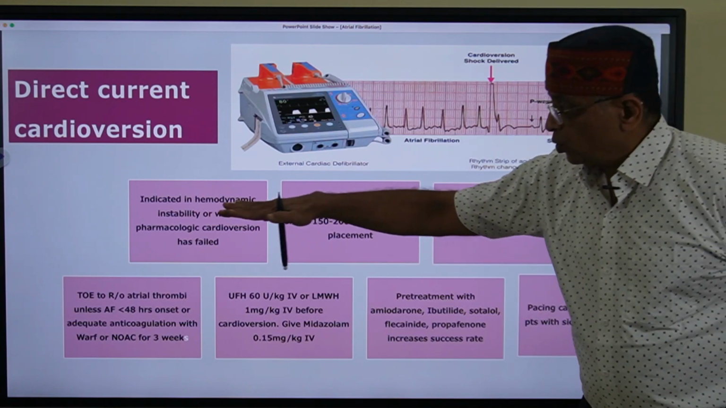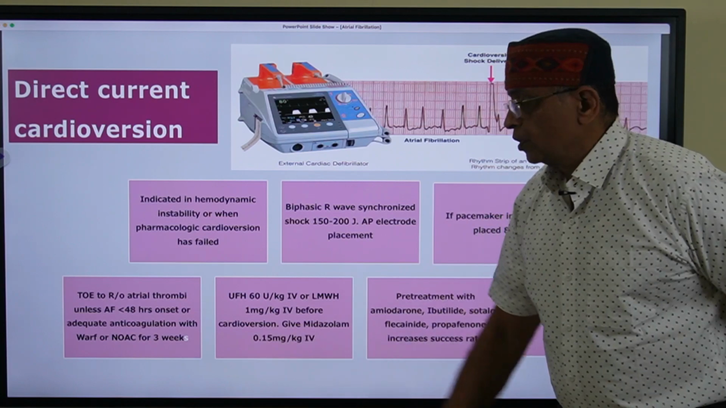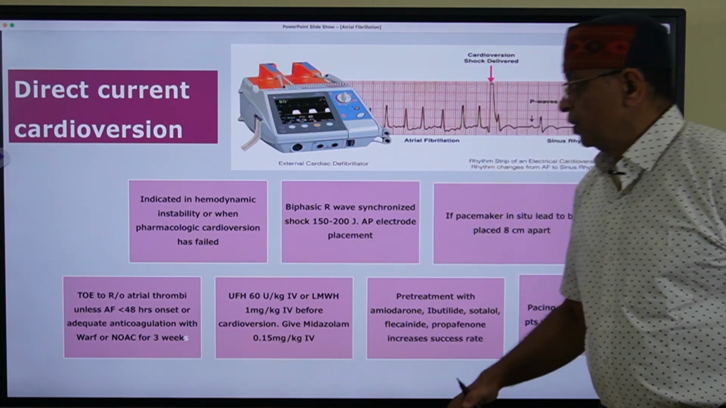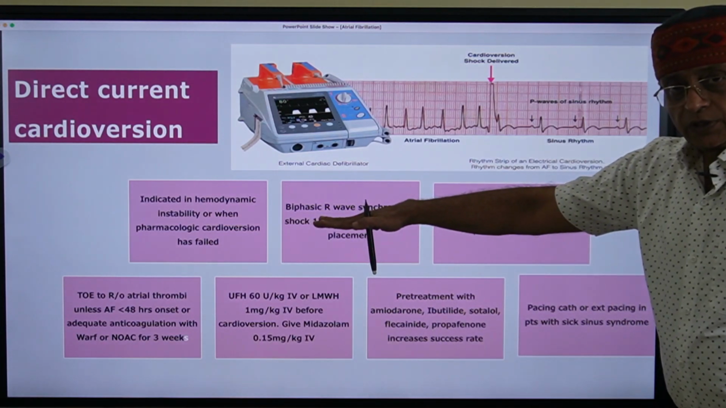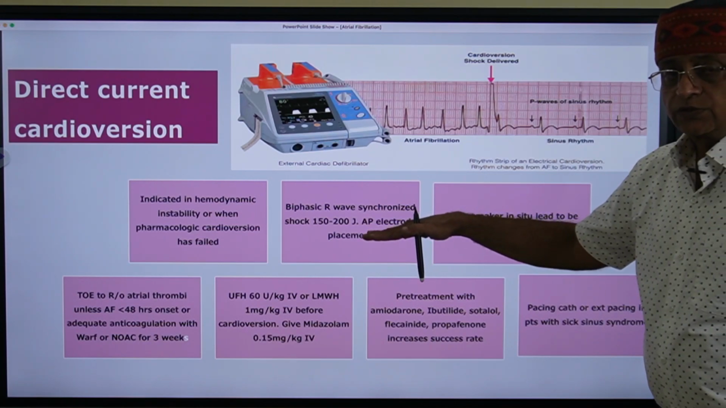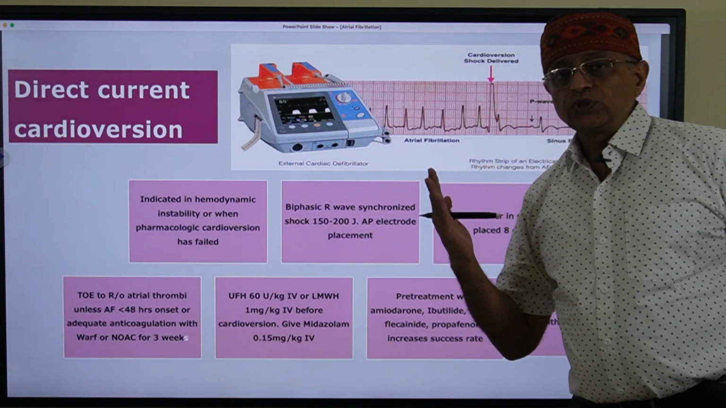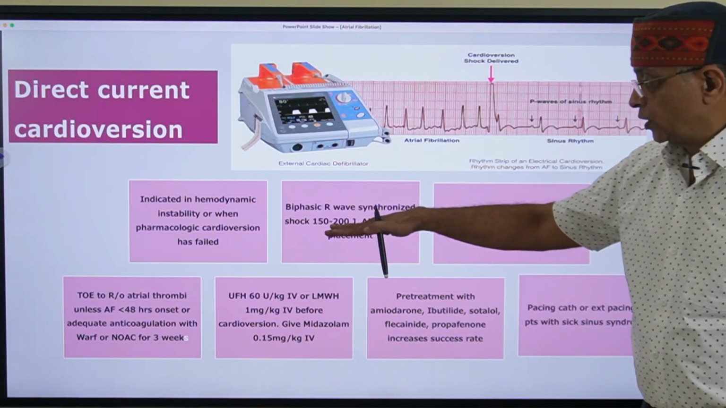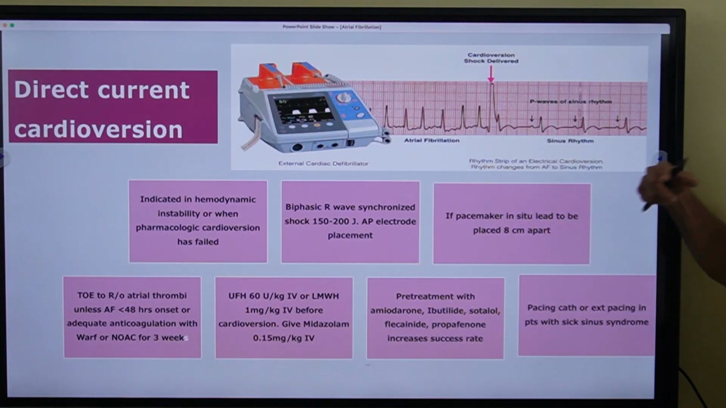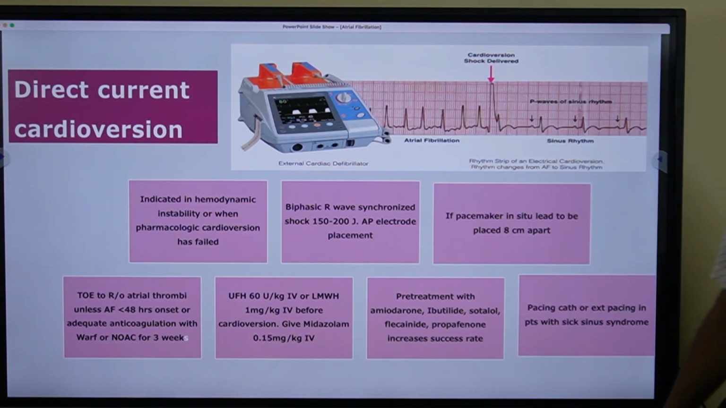So cardioversion is indicated in hemodynamically unstable patients, or when pharmacological cardioversion has failed. Use a biphasic defibrillator and a synchronized current, which synchronizes with the R wave. Because this is an irregular rhythm, you have to use a higher strength of current, 200 or 150. If the patient has a pacemaker, then your electrode placement should be at least 8 cm away from the pacemaker.